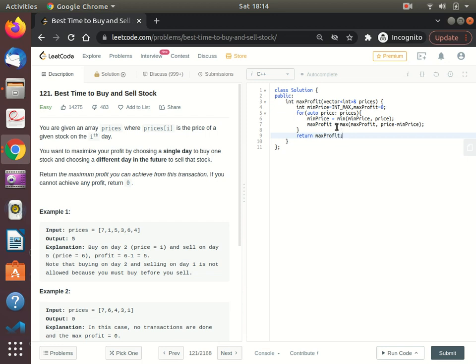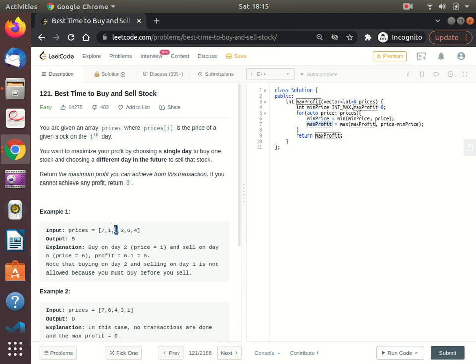So let's run through this example: 7 1 5 3 6 4. In the first iteration, min price will be int max and max profit will be 0. When we loop through this, min price will become minimum of min price and price, which will be 7. And max profit will be maximum of max profit and price minus min price, which is 7 minus 7, 0. So max profit will still remain at 0. When we go to 1, the minimum price will become 1 and the max profit will be maximum of 0, 1 minus 7, which is minus 6. So max profit will still remain at 0.